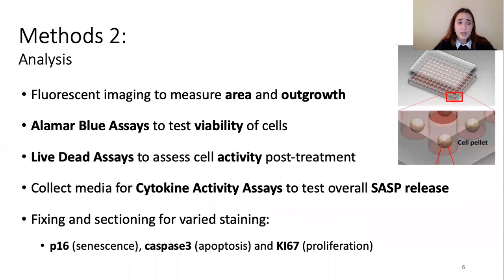So what are we going to analyze? With fluorescent imaging, we'll measure the area and the outgrowth. We'll look at the viability and the activity of the cells with Alamar Blue and live dead assays. And we will collect media to look at the cytokine release and SASP effect. And we will also be staining for the increase of senescence, apoptosis, and proliferation.